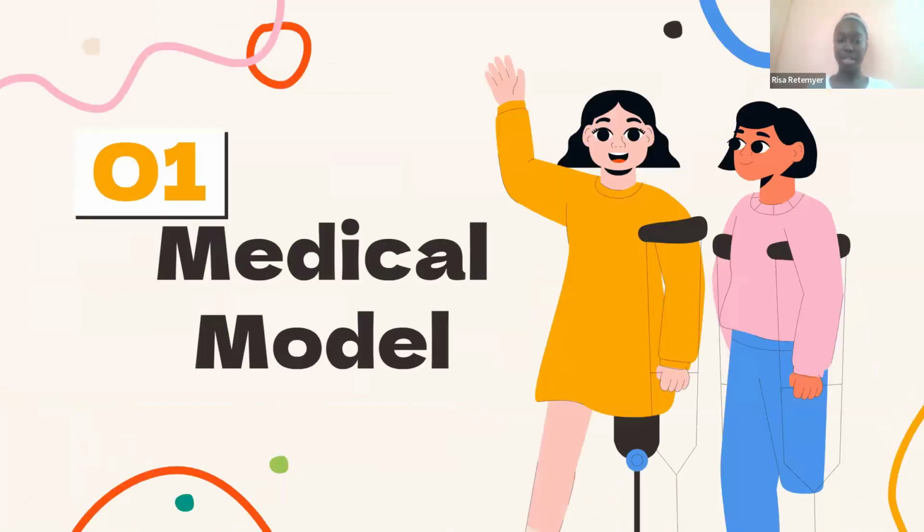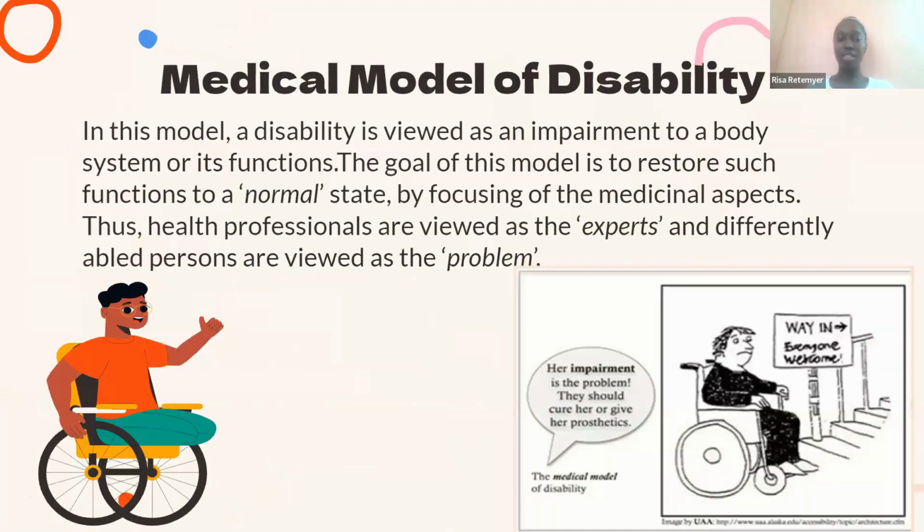So the first model is the medical model. With the medical model of disability, it basically views a disability as an impairment to a body system or to its functions. The goal of this model is to restore such functions to a normal state by focusing on the medical aspects. Thus, health professionals are viewed as experts and the differently abled persons are viewed as the problem. So within this model, in a nutshell, the disability that a person has must be corrected by some form of medical intervention. Now I'll hand you over to the next presenter.